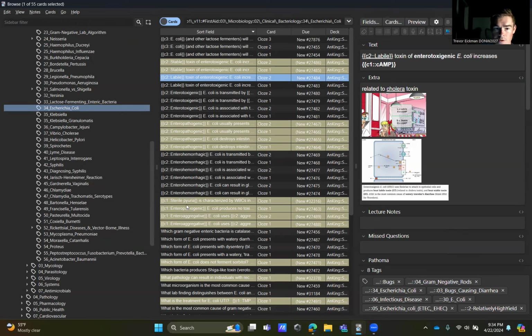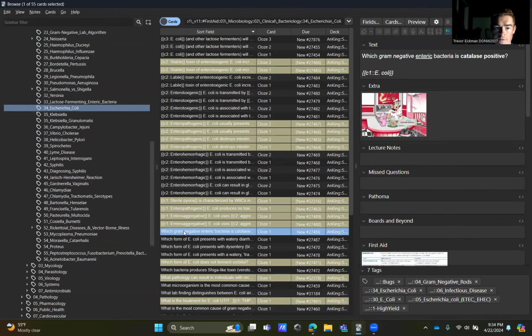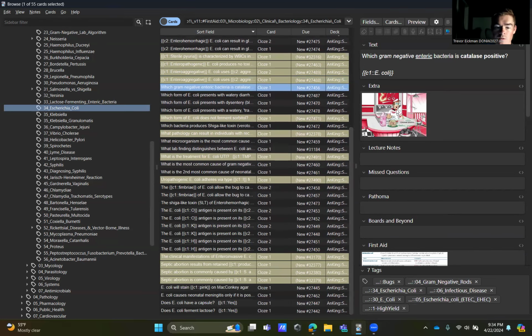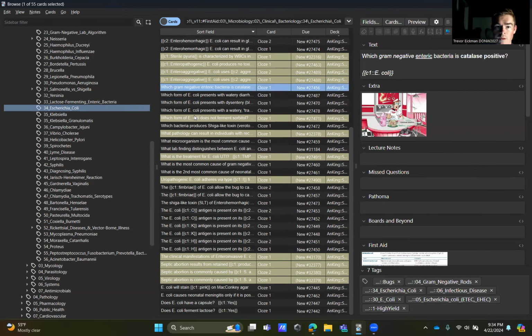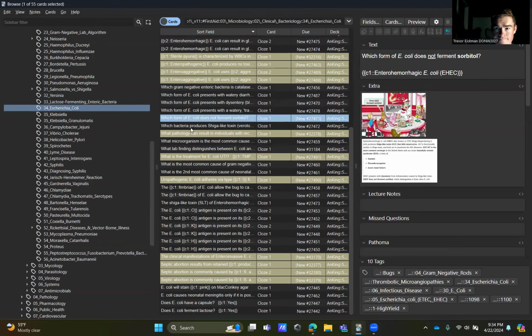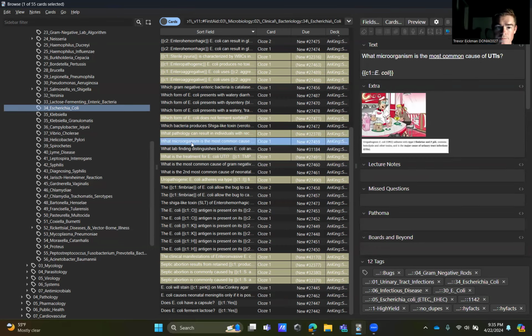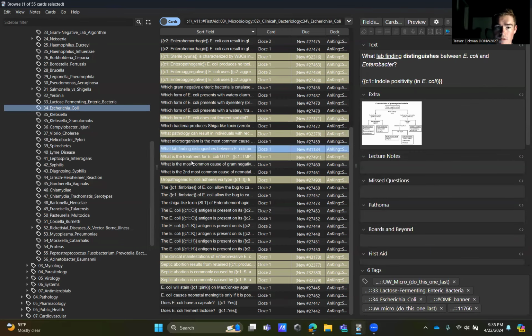And then you want to skip over sterile pyuria and then the enteropathogenics and aggregatives. So we didn't go over those. And then after the last enteroaggregative, you can highlight which gram-negative enteric bacteria is catalase positive. It's E. coli. And leaving that where it's highlighted, we can scroll all the way down. And you want to grab those next 3 following that card. So 4 in a row. Then you want to skip one because we didn't talk about sorbitol. Grab this one, not this one. Grab these next 2 here.